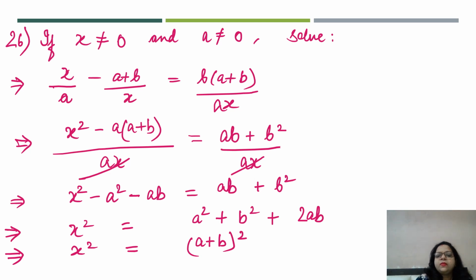Understood, children? A square and minus ab are coming from the left hand side to the right hand side, and that becomes a square plus 2ab plus b square.